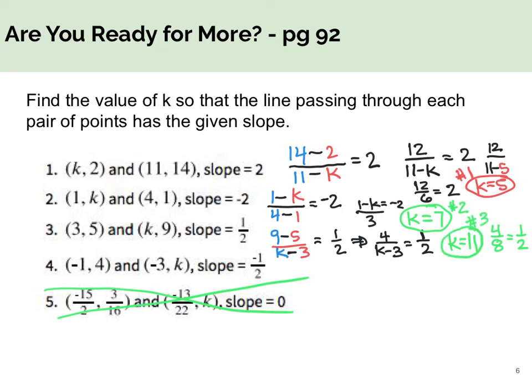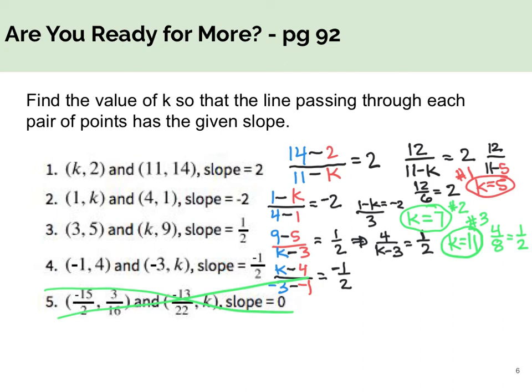All right, let's go on to number 4. Number 4, let's do the same thing. So we're going to have, this time the k is first. So k minus 4 all over negative 3 minus, and then we're going to have negative 1. And then that's going to equal negative 1/2.